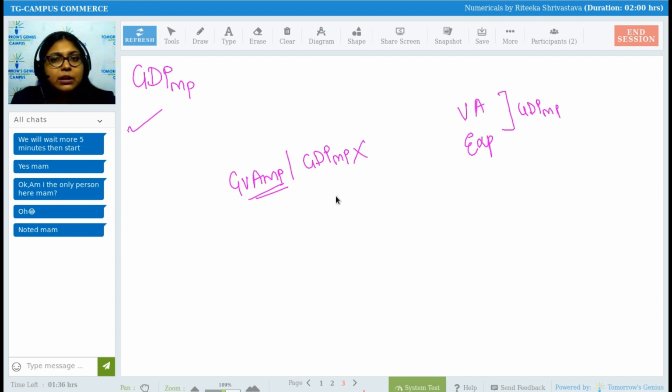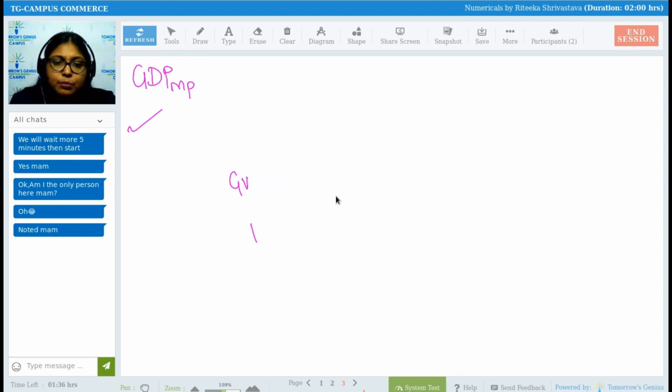For the income method, there is only one, that is NDP at FC. So no confusion, no doubt. For the expenditure method, again the aggregate is GDP at MP. So make sure whatever suits you, whatever makes you feel comfortable, do it like that, but don't get yourself confused while solving the questions, because two methods have the same aggregates.